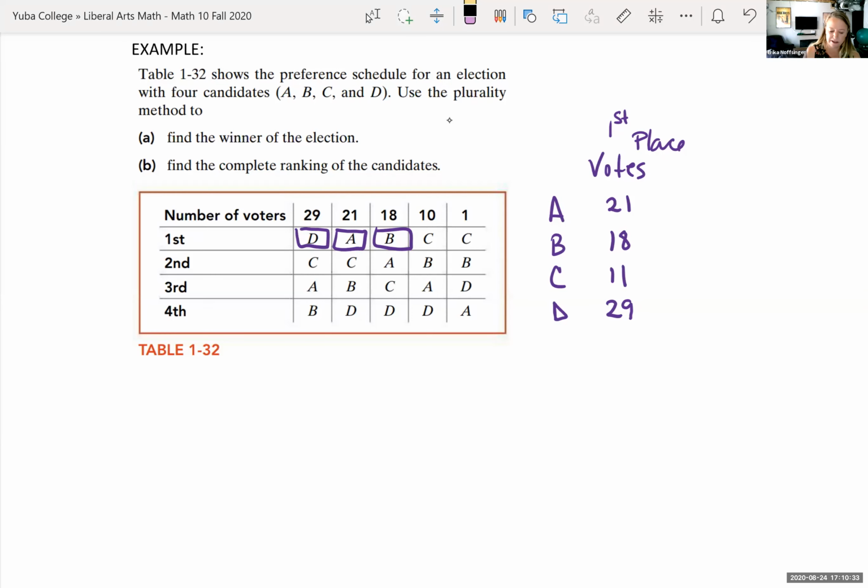So to find the winner of the election using the plurality method, we would choose the person who got the most first place votes, which is D. If we look at ranking, we can just go through here. D got the most, the second most would be A, then it would be B, and C was last, so they're in 4th place.